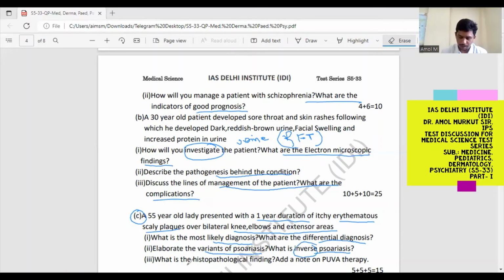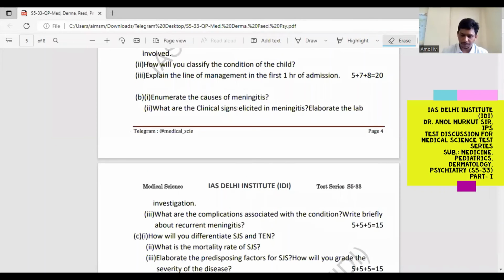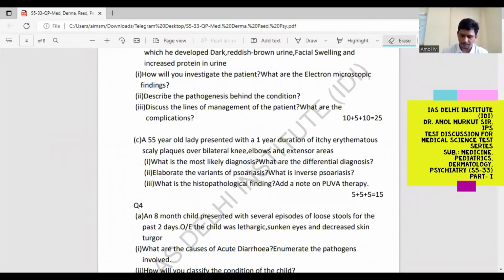Okay. What is the histopathological finding? Add a note on PUVA. Histopathological finding, we all know. In histopathology, you will see everything: the thickening of the epidermis, then there are tortuous capillaries, then there is infiltration of various immune cells. Okay. Add a note on PUVA therapy.